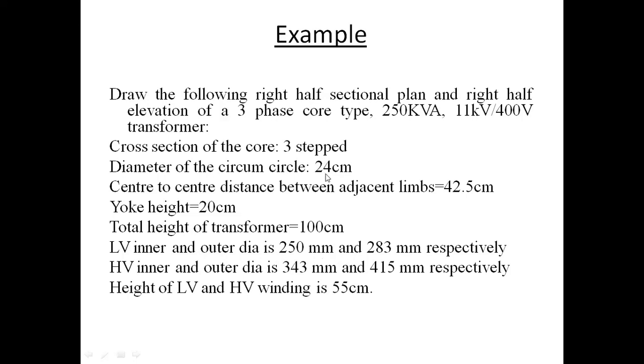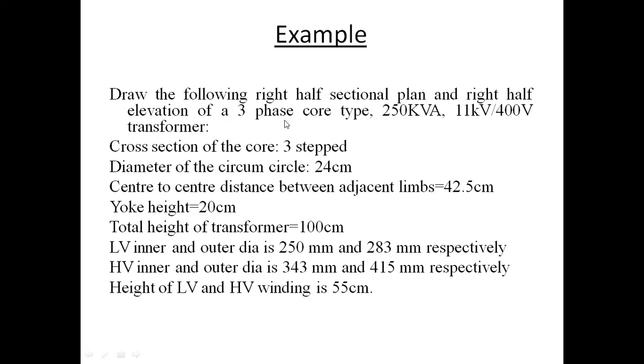Here some of the data are given in centimeter and some in millimeter, so it is better to convert the centimeter into millimeter. Also, the HV inner and outer diameter is 343 mm and 415 mm respectively, and the height of the winding is 55 centimeter. These are the given details, and our objective is to draw the right half sectional plan, it is very specific, and then the right half elevation of a three phase core type transformer.